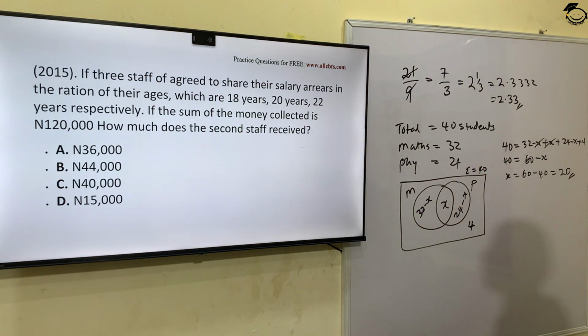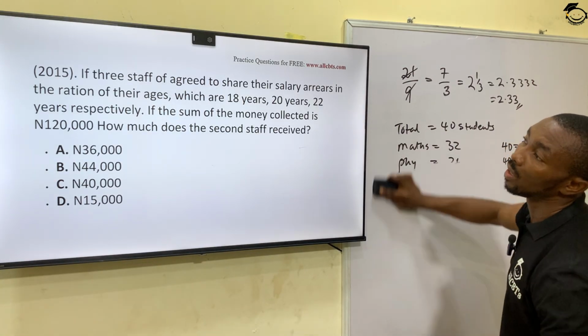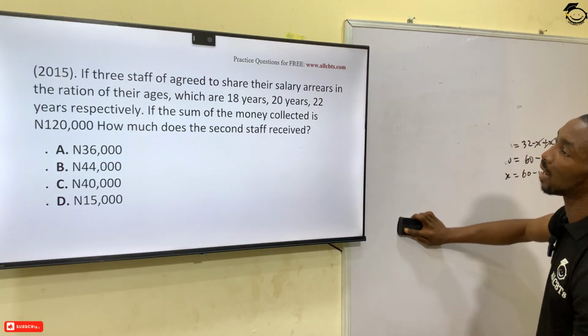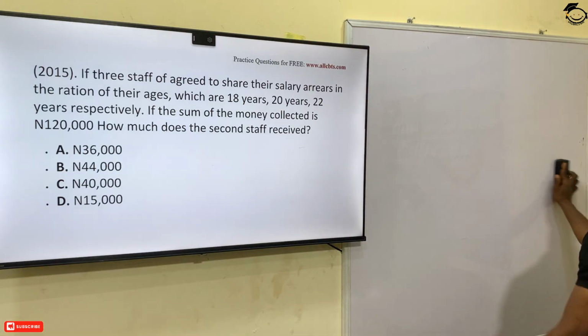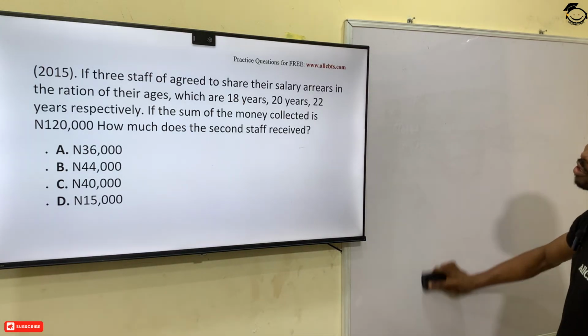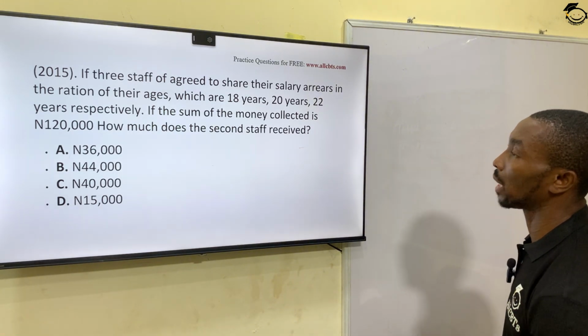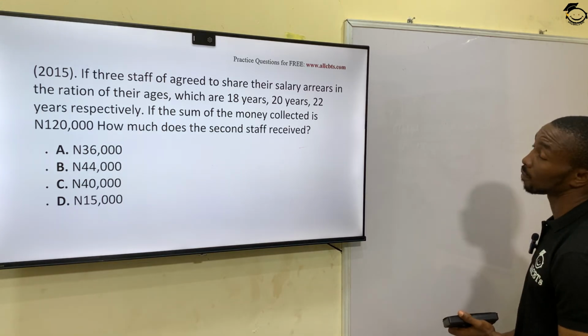In our next question, it says, if three staff agreed to share their salary arrears in the ratio of their ages, which are 18 years, 20 years, and 22 years respectively. If the sum of the money collected is 120,000, how much does the second staff receive?